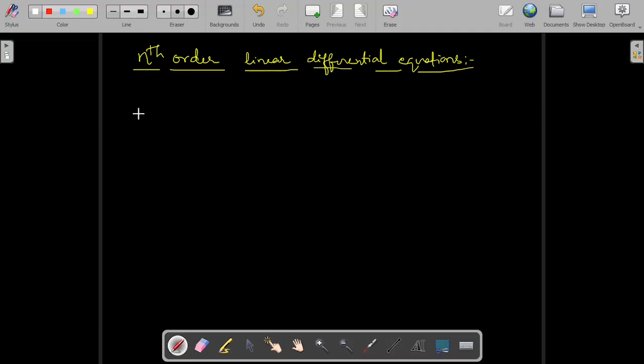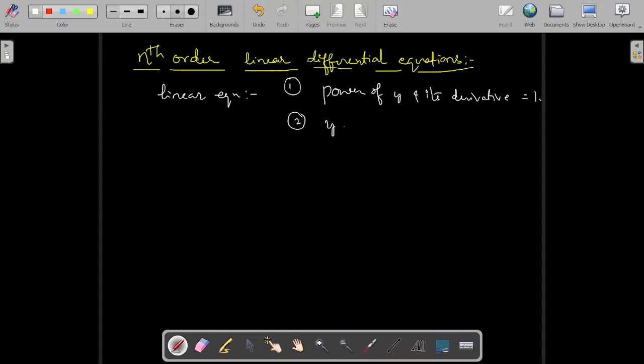Hello everyone. In this video, I'll explain how to solve nth order linear differential equation. Linear differential equation means the first condition is that the power of y and its derivative must be equal to 1, or the degree of y and its derivative should be equal to 1. And the second condition is that y and its derivatives are not multiplied together.